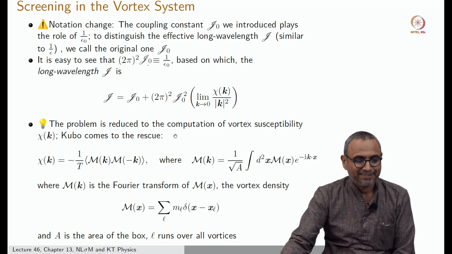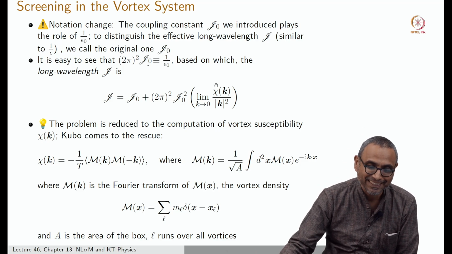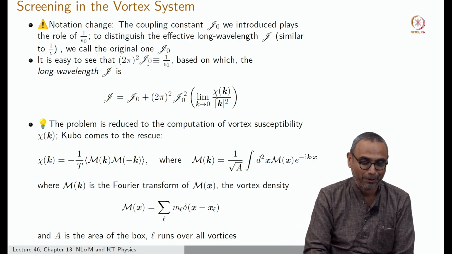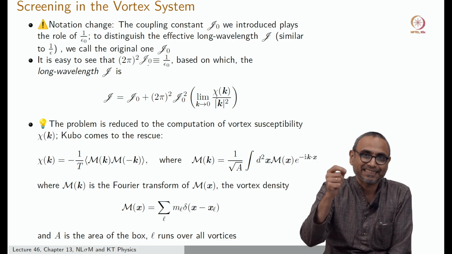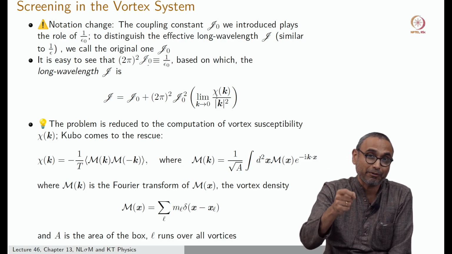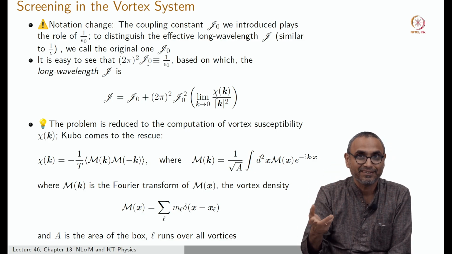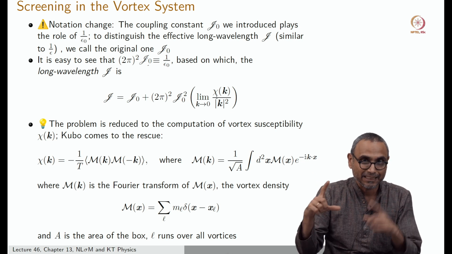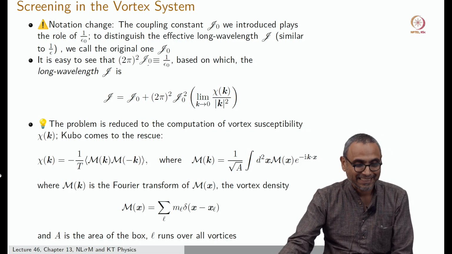Okay. Now the question is, how am I going to compute this chi k? How am I going to compute the susceptibility? So in the context of electrostatics, it's charge density. You remember, susceptibility will be like the density, charge density correlator. This is exactly the Kubo formula. The A, B correlator divided by temperature, the expectation value, will be the susceptibility. So that's exactly this result.